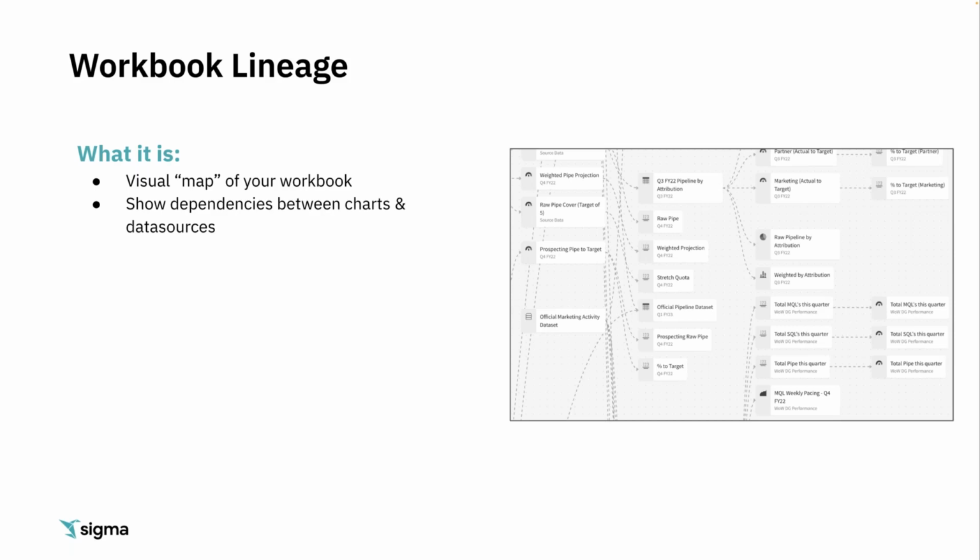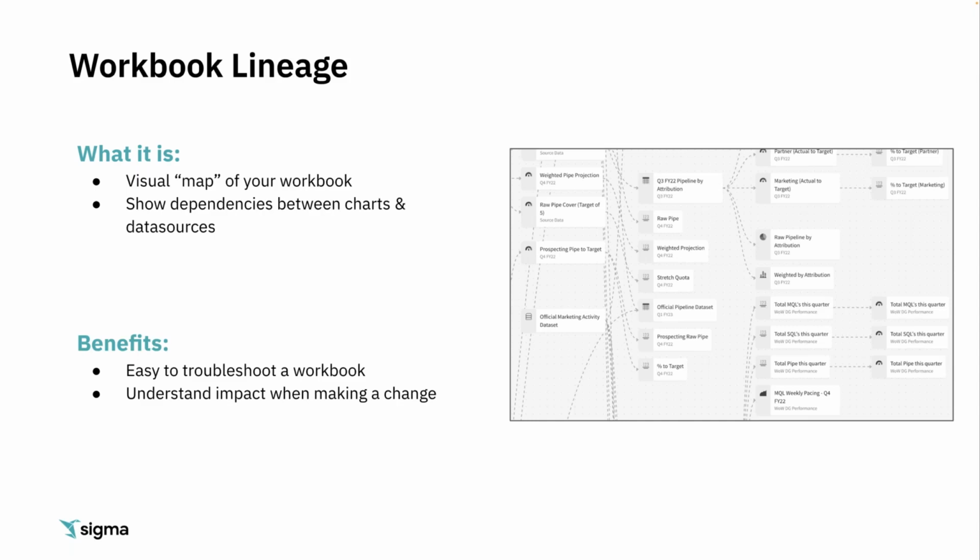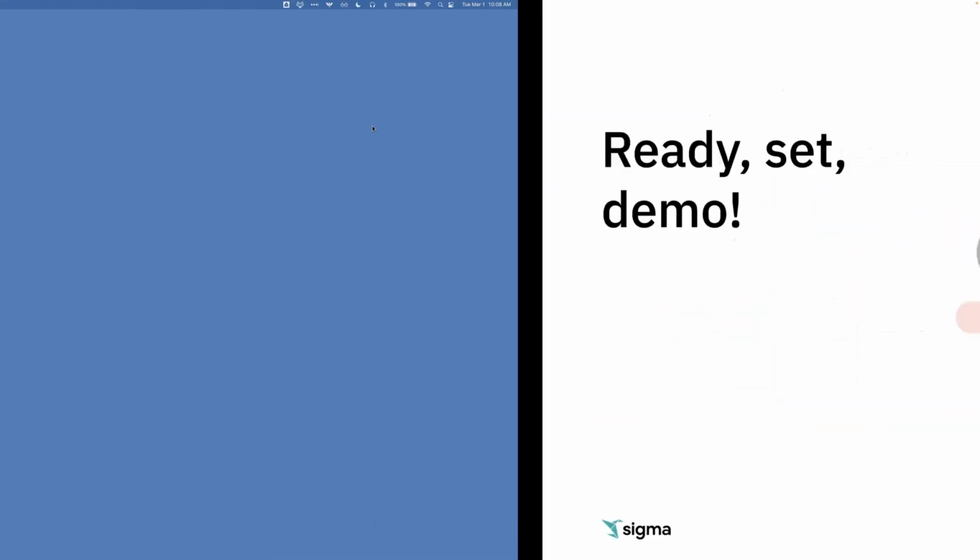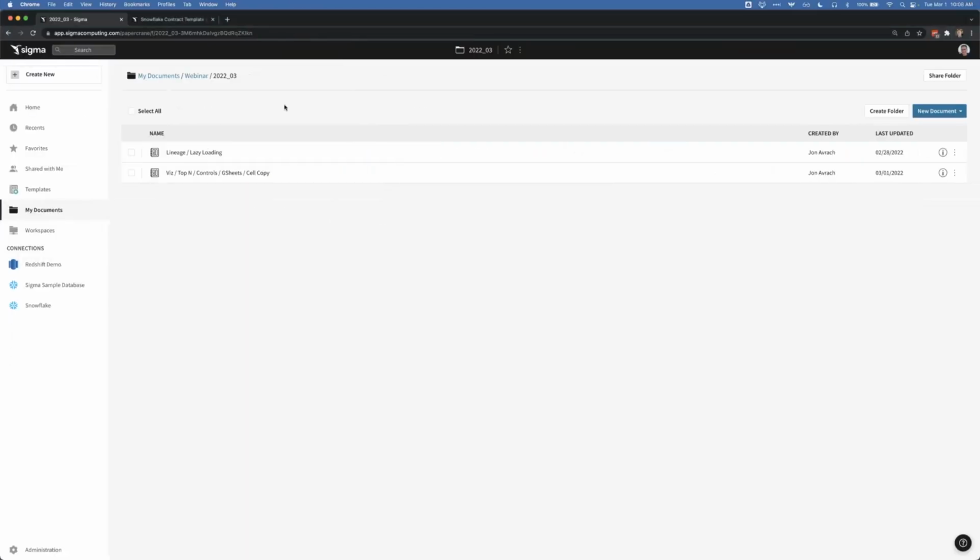So what lineage does is help you see all these dependencies. This is important because if you're trying to troubleshoot an issue or you want to make a change in the workbook, you may want to know what else is going to be impacted by it. Lineage helps you get your head wrapped around all these different things. So let's take a look at this lineage here.